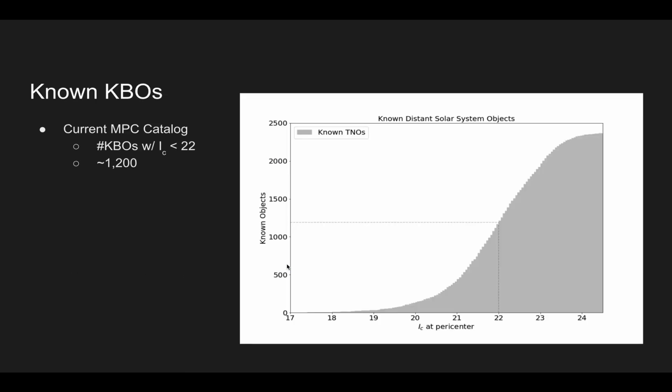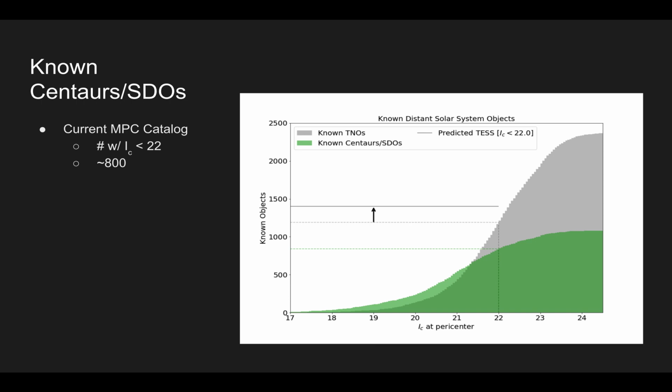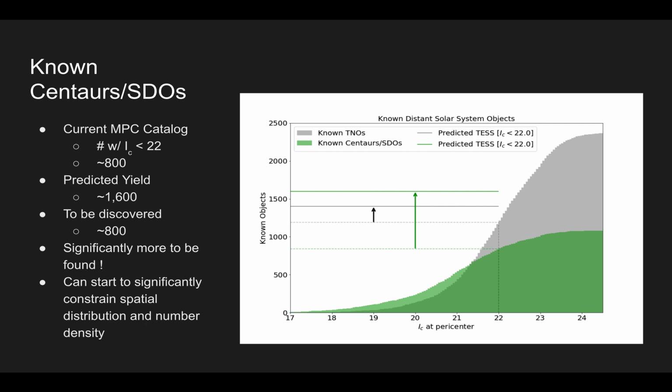However, the thing to remember is that we actually already know of about 1,200 KBOs that are brighter than 22nd magnitude already. So that means that TESS is likely to only be observing a couple of hundred new things, give or take. In contrast, for these centaur and scattered disk objects, there's only about 800 of those known at present. And so with a predicted yield of somewhere around 1,600 for TESS, this means that we're effectively doubling the size of the known population. And so we're likely to be able to start to significantly constrain the spatial density and number distribution of these objects.